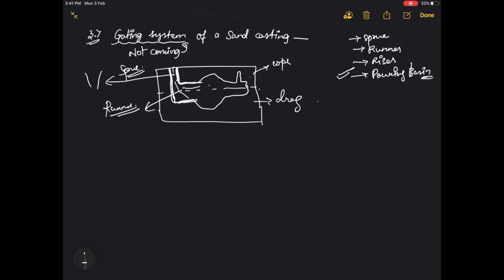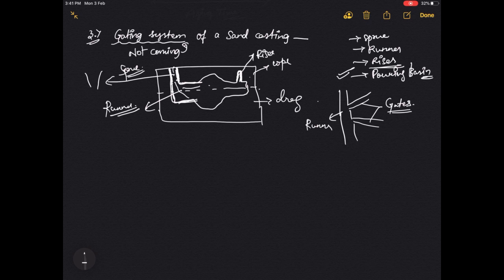In complicated structures, metal may flow into different paths. For example, this is a runner, and these are called gates. Now what is the other option that we have? Riser. The riser is usually somewhere here, a protruded kind of thing, and this is very important because it helps to cut down the defects that form in the casting.